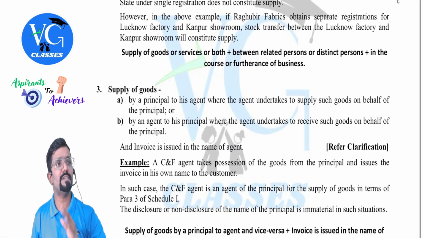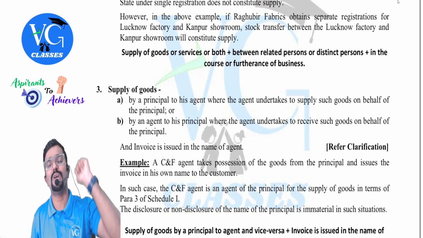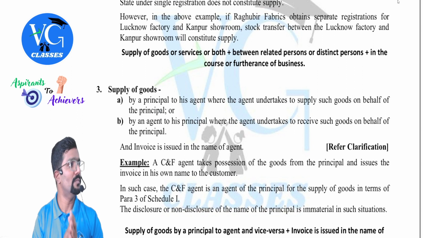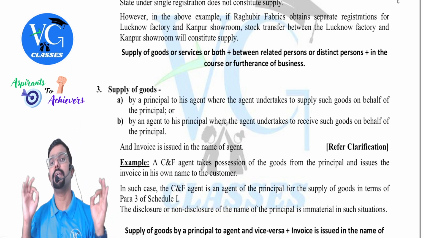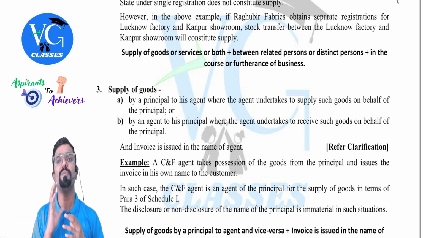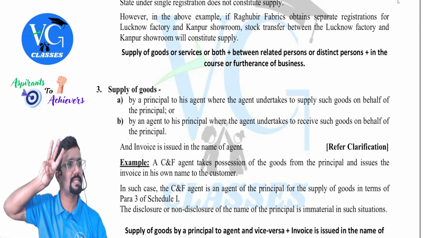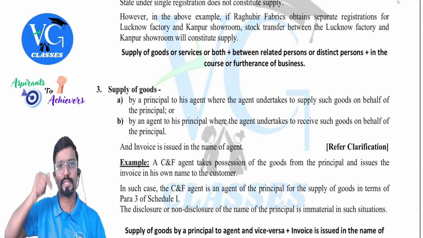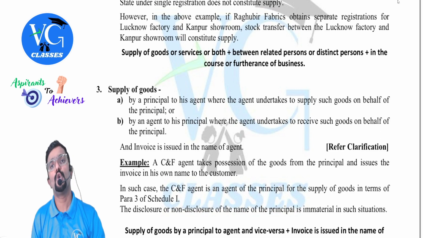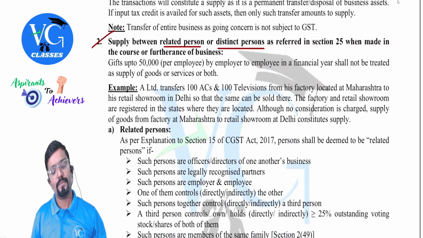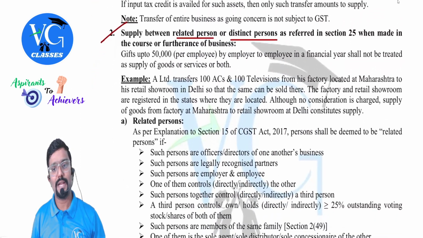So now I have given one liner here. What all should be present for an activity to be covered in para 2, guys? Supply of goods or services or both. Between whom? Related person or distinct person. And it should be in the course or furtherance of business. If all these three are satisfied, only then it is a supply as per para 2. Okay, coming back to this point, para 2.